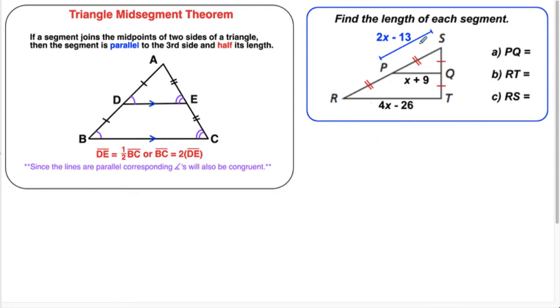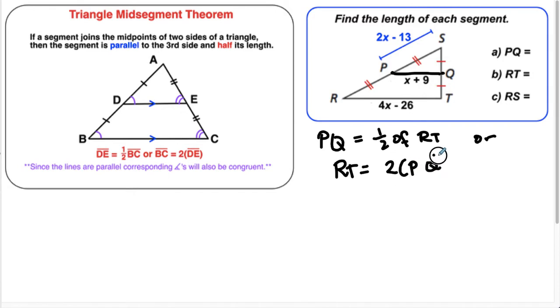When you're looking at this diagram, you can tell that PQ is the midsegment here. So we know how to get the midsegment if we compare PQ with RT. Again, PQ is either a half of RT, or we can say that RT is twice of PQ.